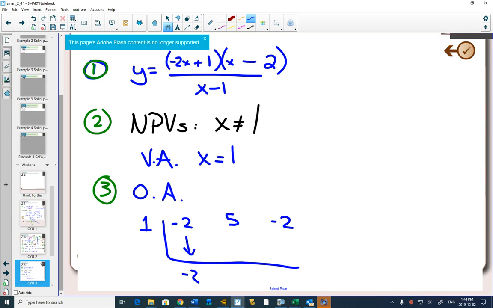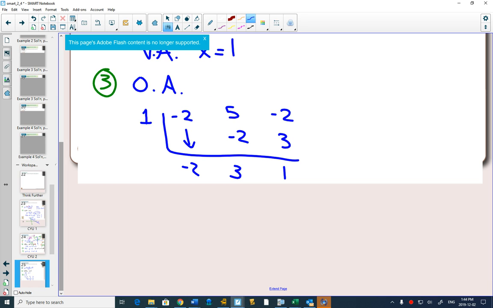Bring this down, multiply, add, multiply, add. You can ignore the remainder of 1. What is the answer that you are left with? You are left with y equals negative 2x plus 3 as your oblique asymptote.